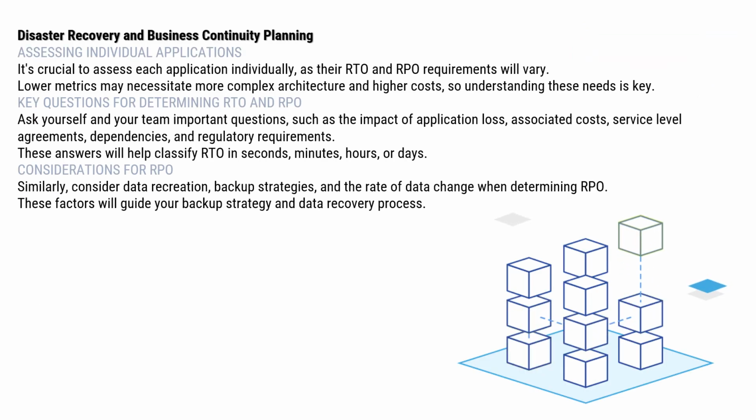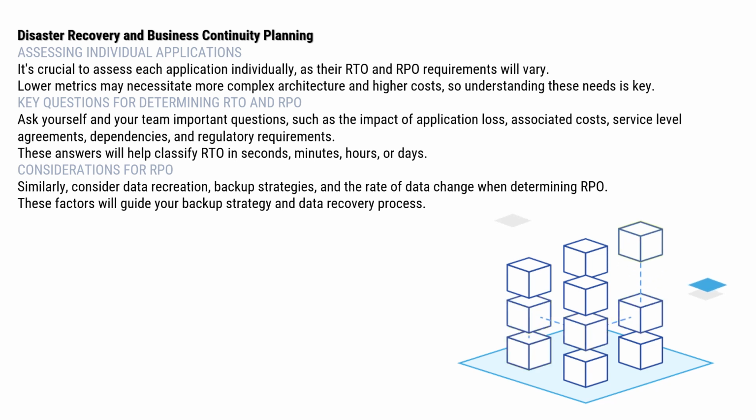If you're struggling to determine the correct RTO and RPO of your cloud architecture and applications, let's have some guidance to help you navigate these essential aspects of disaster recovery and business continuity planning. It's crucial to assess each application individually, as their RTO and RPO requirements will vary. Lower metrics may necessitate more complex architecture and higher cost, so understanding these needs is key.